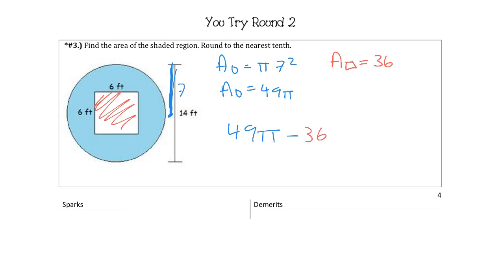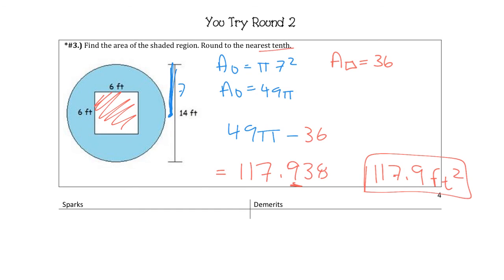And again, if I type this in my calculator, 49 times pi is 152.938 minus 36. So the area of the shaded to the nearest 10th place, it's 117.9 feet squared. That is the shaded in section.